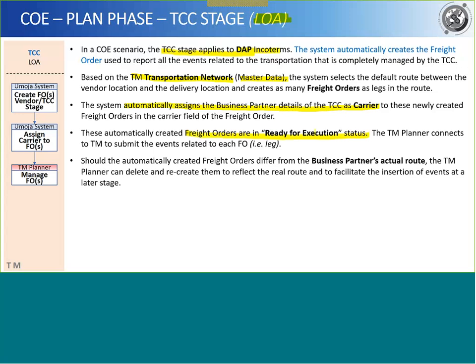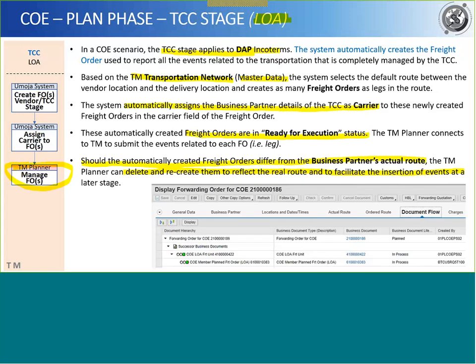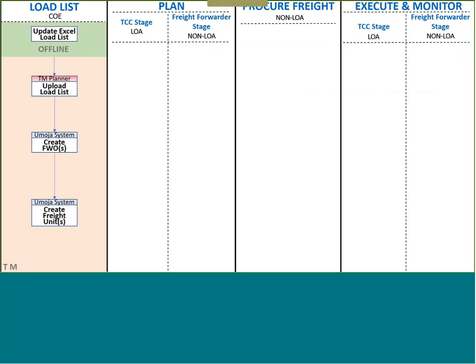We saw that with Leandro yesterday, and we're going to go now into the system and see that as well. And then here, should the automatically created freight orders differ from the business partner's actual route, the TM planner can delete and recreate them to reflect the real route and to facilitate the insertion of events at a later stage. So that's what I was talking about when I was saying the TM planner can manage FOs. Okay, so basically that's the information we were looking at. We're going to be sending you this PowerPoint as soon as the WebEx session is over, so that'll also help you understand.